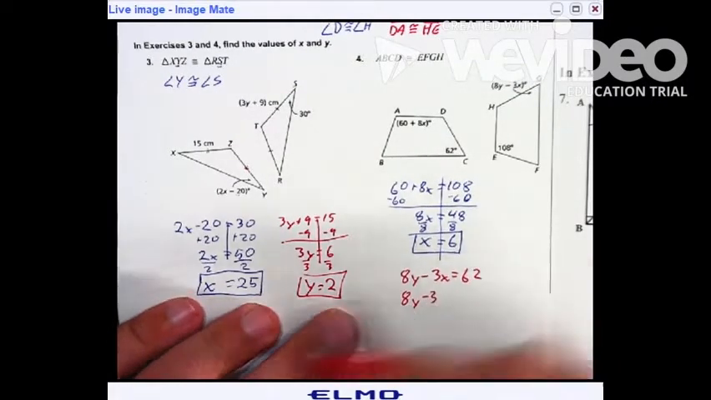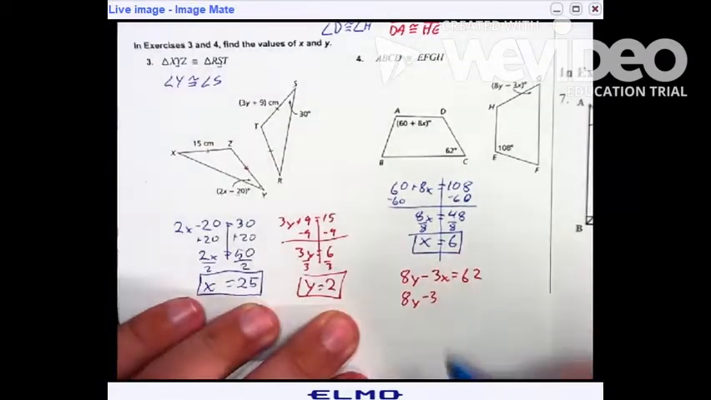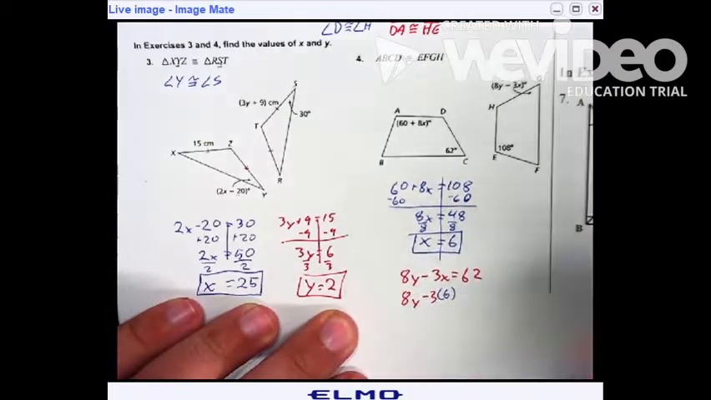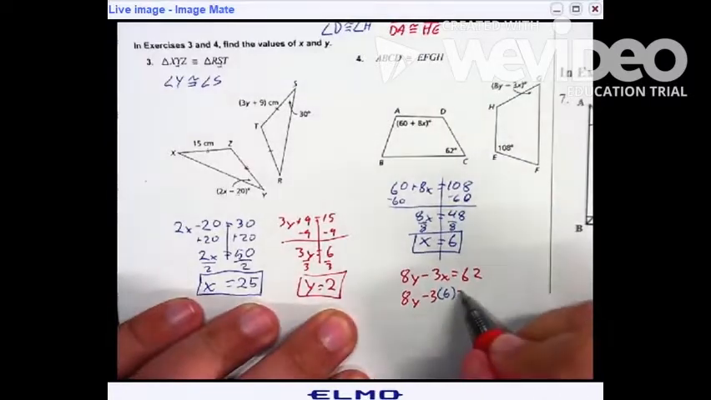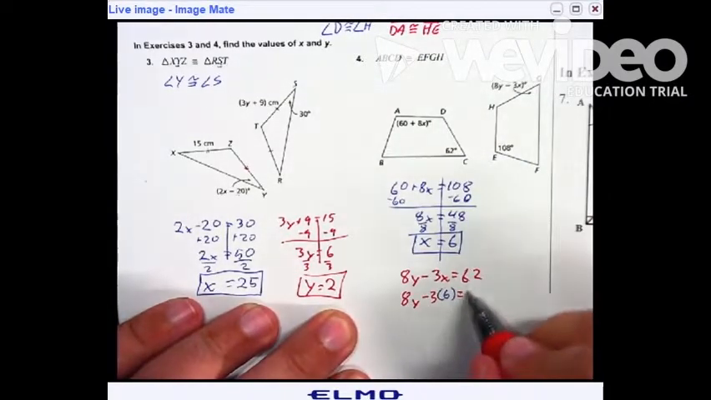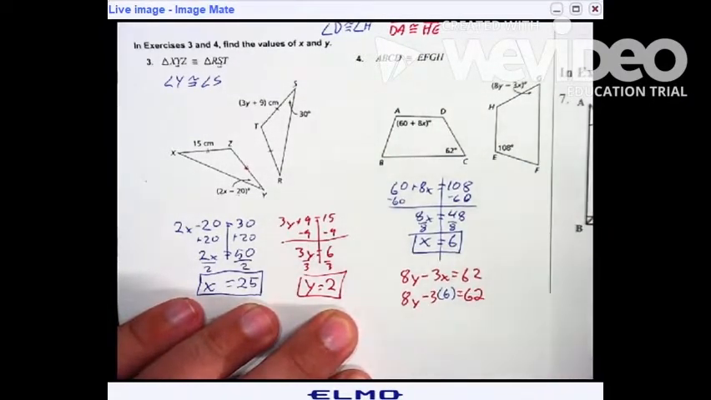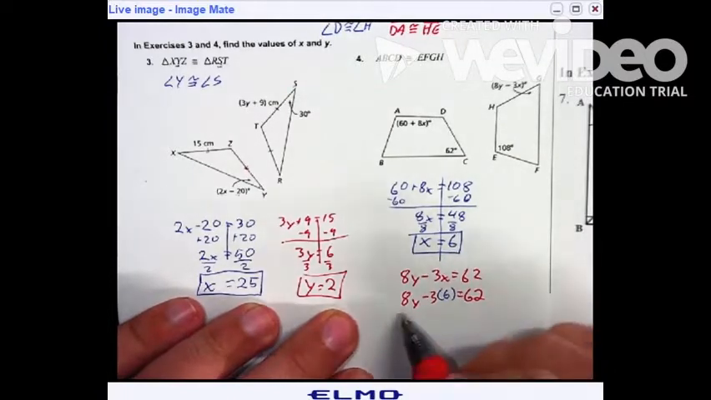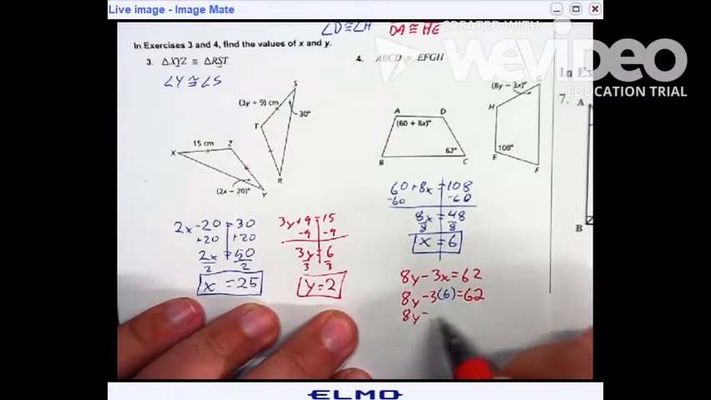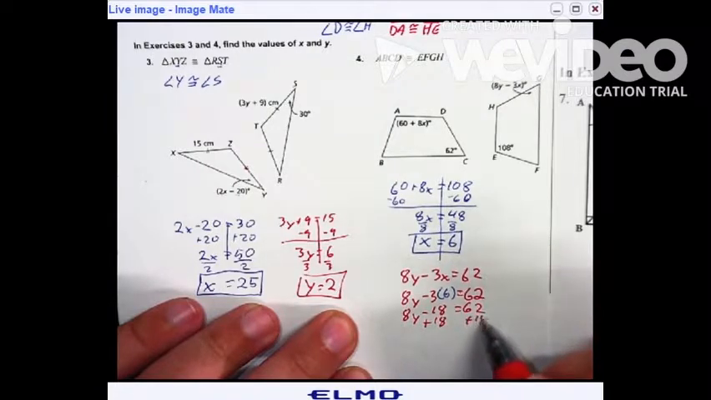8y minus 3 times 6 equals, what was it, 62. 62. 3 times 6 is 18, so 8y minus 18 equals 62. And I gotta get y by itself, so plus 18, my line down there.